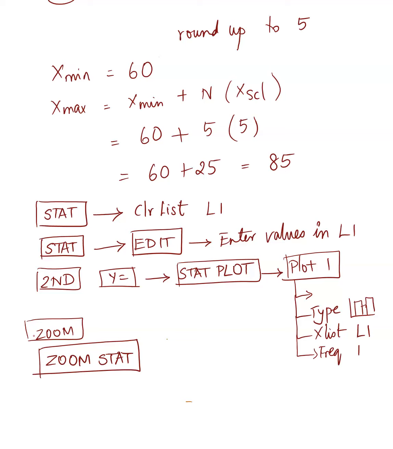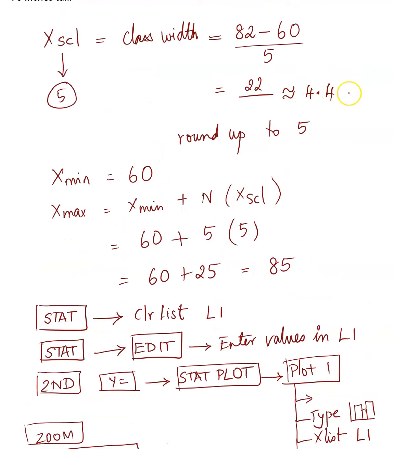So in fact, if you go to the window button, if you press the window button, it shows the class width as 4.4. Isn't that amazing? Because that's what we got. We got 4.4 as the raw answer, but we rounded it up to 5.